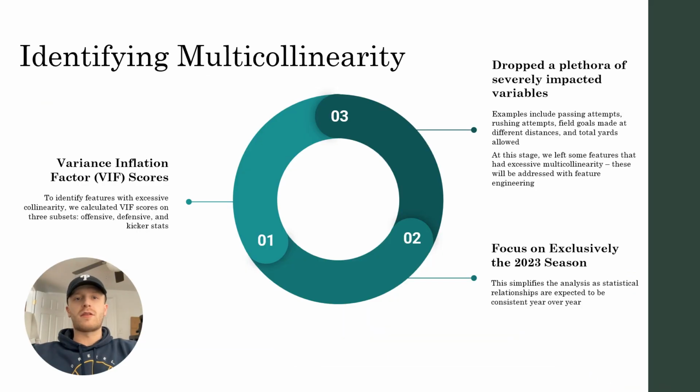Next, we tested for multicollinearity in our dataset. First, we calculated the VIF scores for 3 subsets: offensive, defensive, and kicking stats. We focused on exclusively the 2023 season for the multicollinearity analysis. This simplified the analysis as statistical relationships should be consistent year over year. Once we identified features with excessive collinearity, we dropped them from the dataset. Some examples include passing attempts and rushing attempts, as these were captured by other variables like passing completions and rushing yards. At this stage, there are still some variables with multicollinearity, but this will be addressed with feature engineering further down the line.